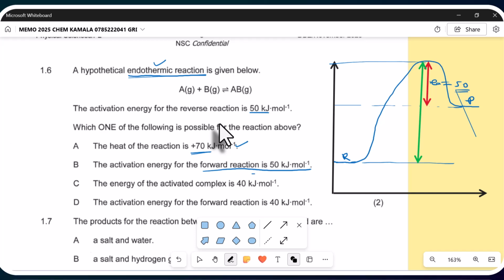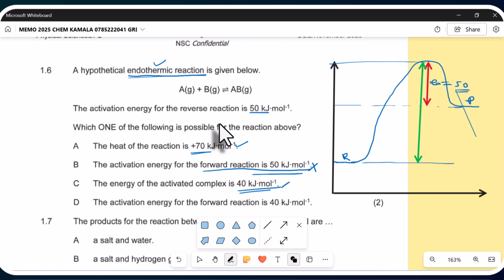They said the energy for the activated complex is 40 kilojoules per mole. Again, they're saying that the green one is 40, but from our given diagram the red one is 50, so this can't be less than 50. So this is not correct. They said the activation energy of the forward reaction is 40. This is not correct.